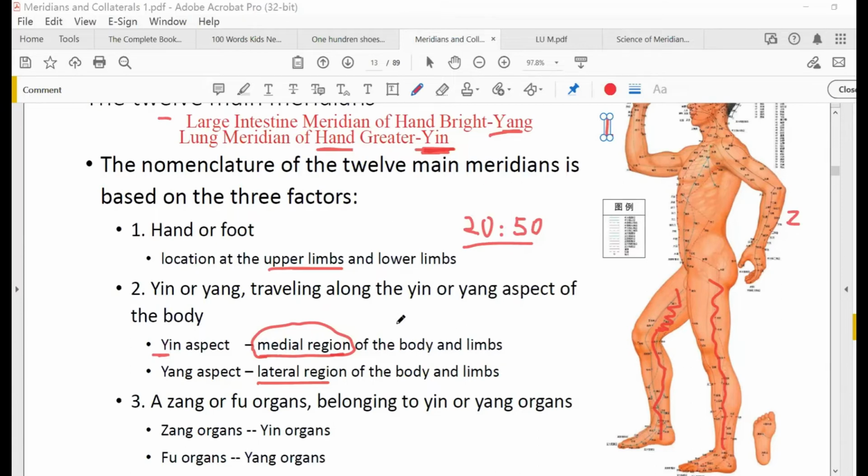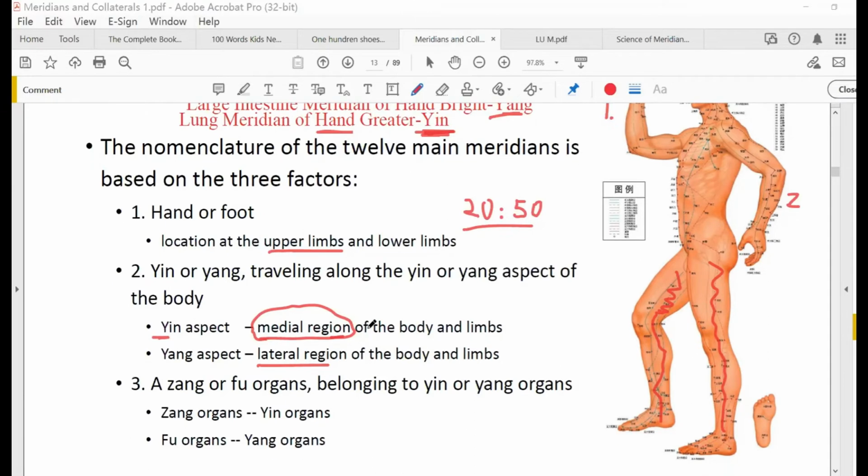Okay. Let's start. Continue. Some organs belong to yin organs. If it belongs to zang organs, they are yin organs. The fu organs are yang organs.